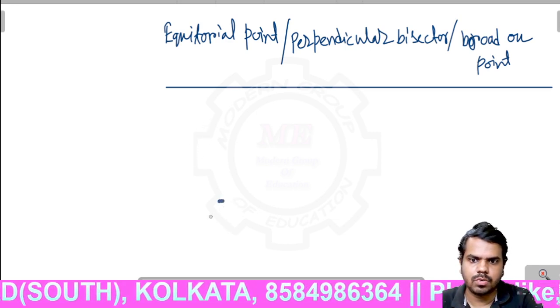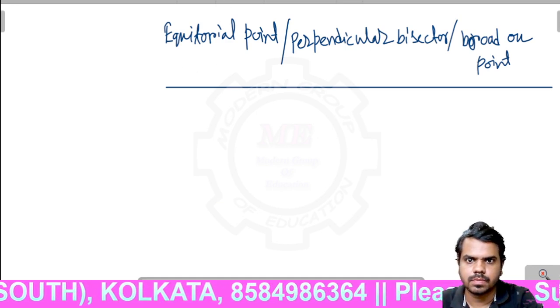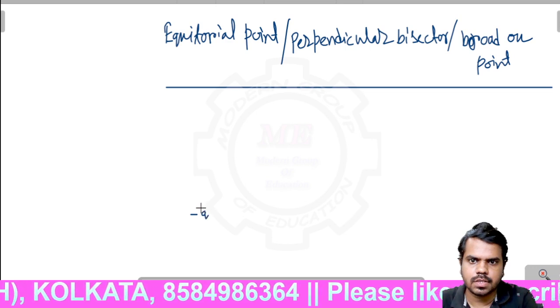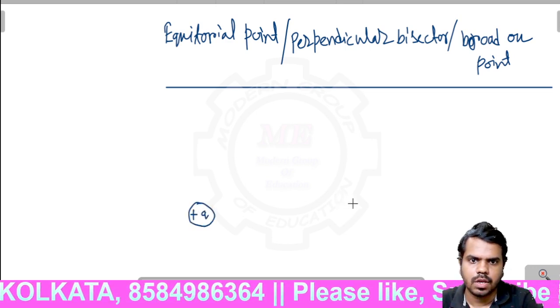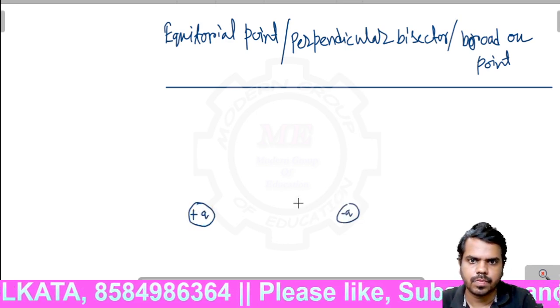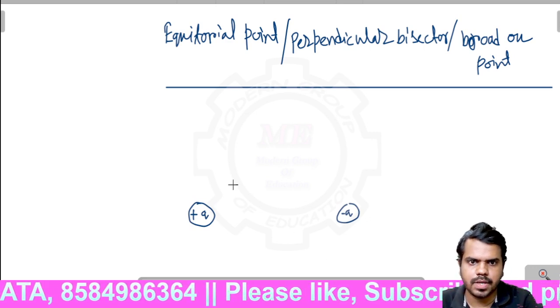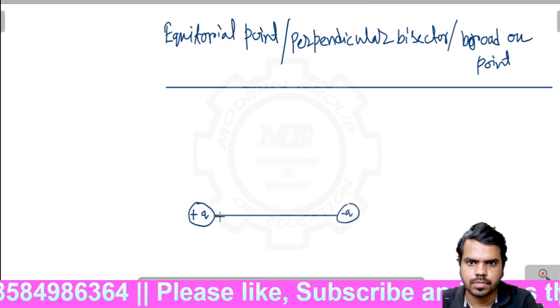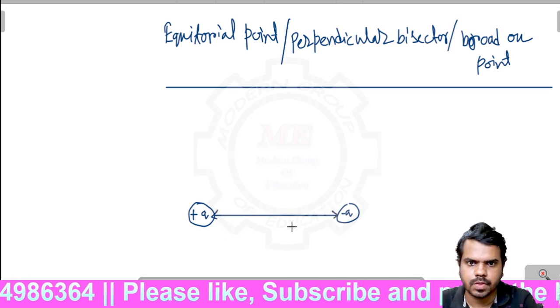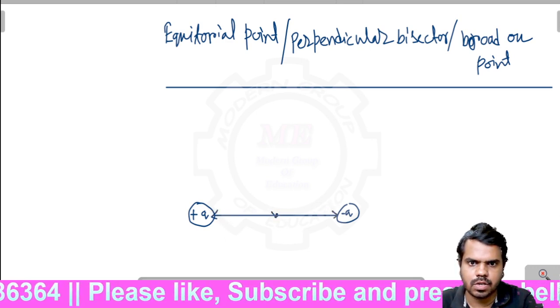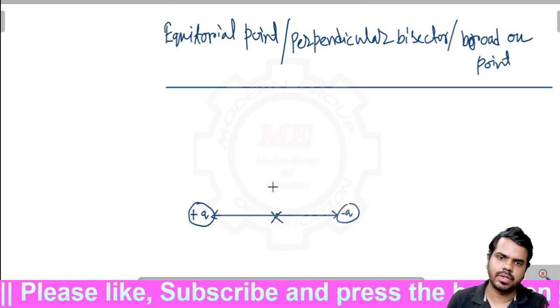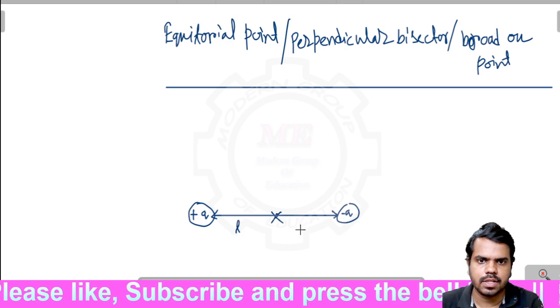This is the plus Q, and this is the minus Q. These charges are separated by 2L distance. This is the center of the dipole. The center of the dipole is very important because all distances are taken from the center of the dipole. So this is L and this is L.